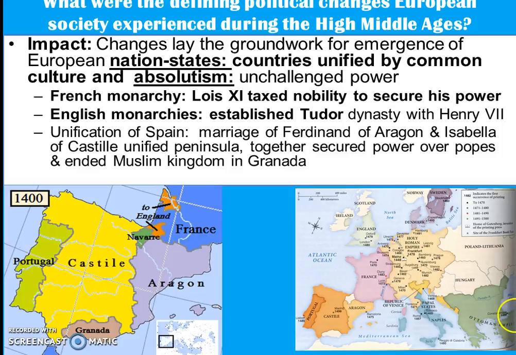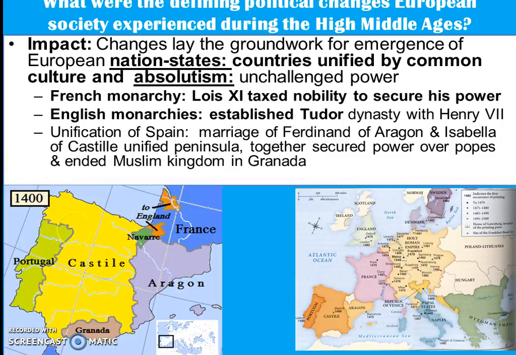This also leads to the unification of Spain. Spain, again, was kind of broken up into these smaller kingdoms. So we have Kingdom of Navarre, Kingdom of Castile, Kingdom of Granada, Kingdom of Aragon. So two, I bet you've heard of these, king and queen. King Ferdinand is from Aragon, and Queen Isabella was from Castile.